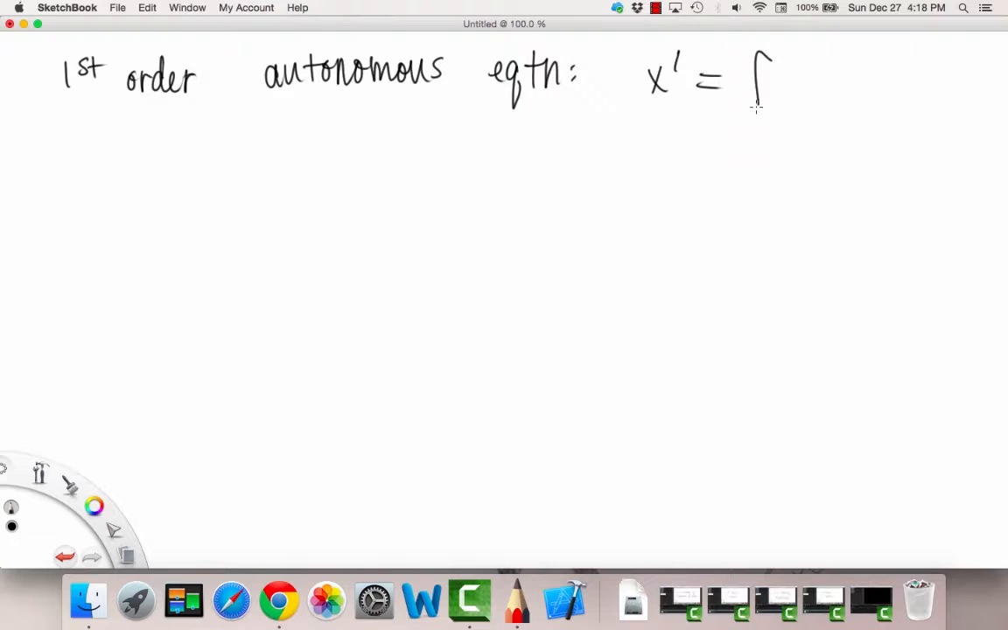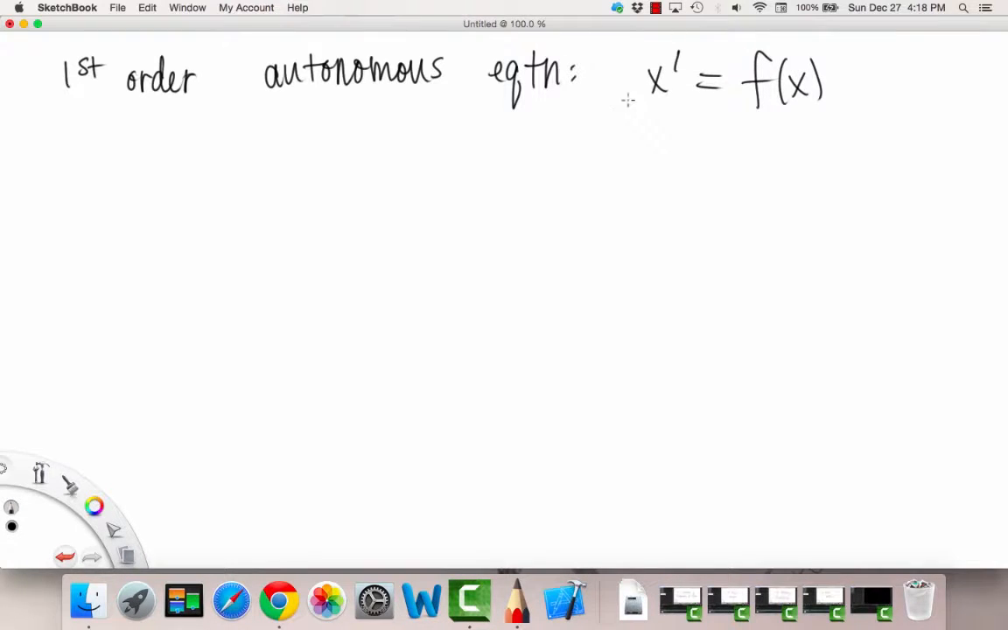So what we're going to look at are first order equations, meaning that the highest derivative is the first derivative, right? So a first order autonomous equation has the form of the following. An example would be x prime is equal to some function of x alone, okay?